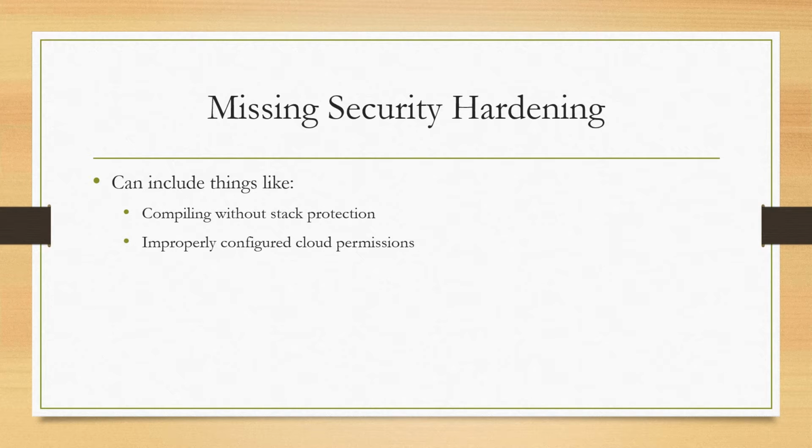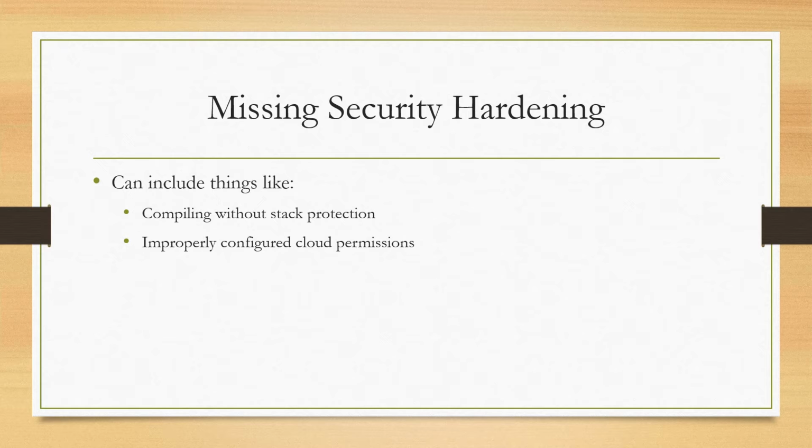One of the biggest things that typically happens is people will miss different types of security hardening. Things like this can be very simple. It can be things like compiling your application without protection such as stack protection. Stack protection can help prevent buffer overflows in applications. When you turn off this flag, sometimes you get a more efficient program, but you'll also get something that's much more likely to be exploited with buffer overflows or those types of vulnerabilities.